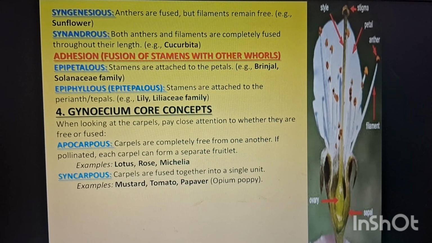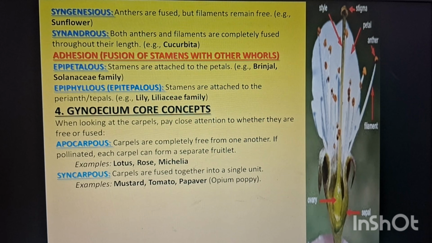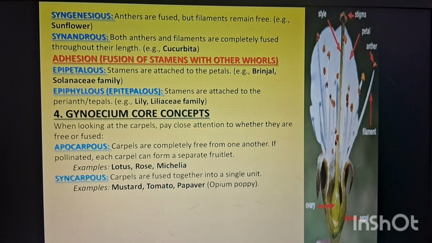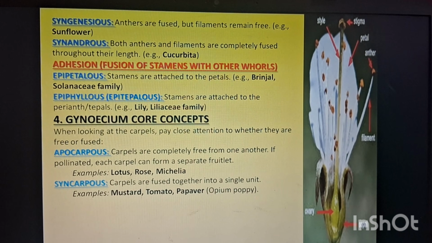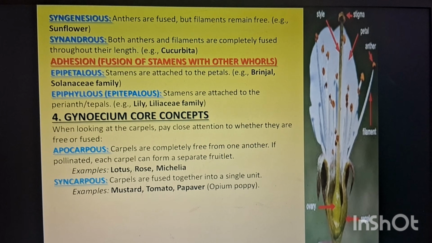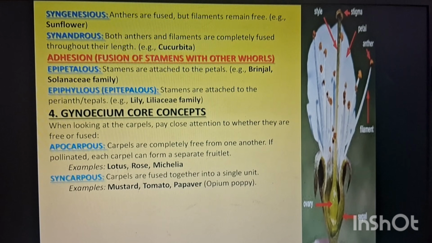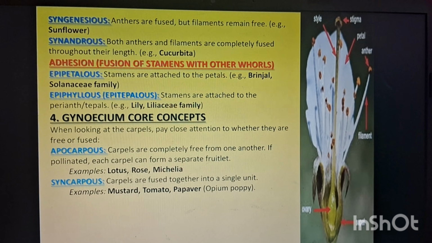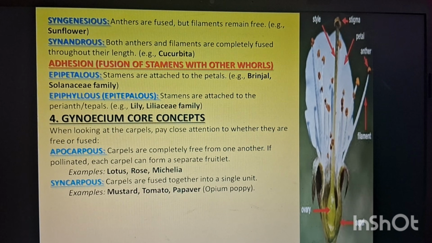When looking at the carpels, pay close attention to whether they are free or fused. The first type is apocarpous. Carpels are completely free from one another. If pollinated, each carpel can form a separate fruitlet. Example lotus, rose, etc. Next, syncarpous. Carpels are fused together into a single unit. Example mustard, tomato, etc.